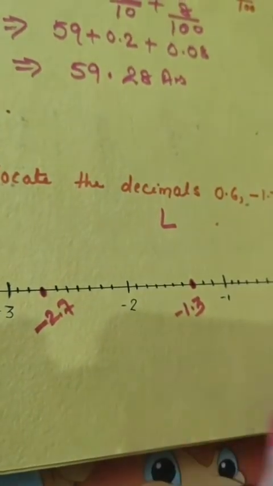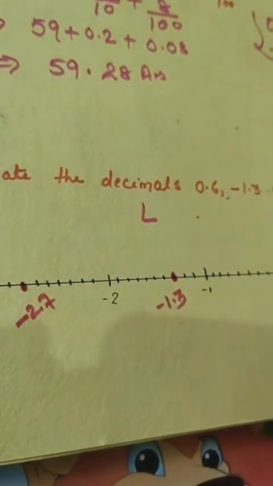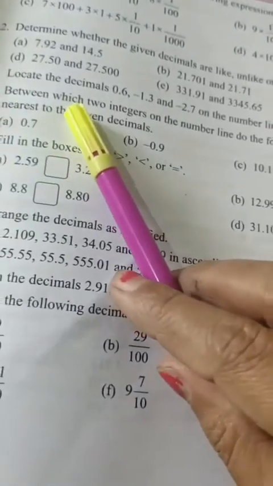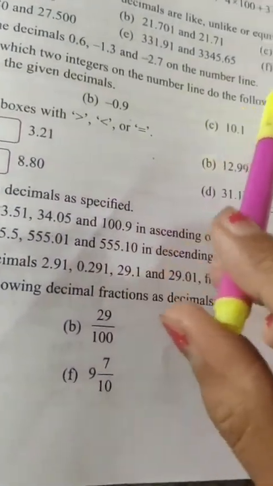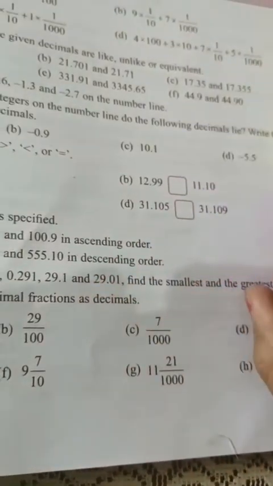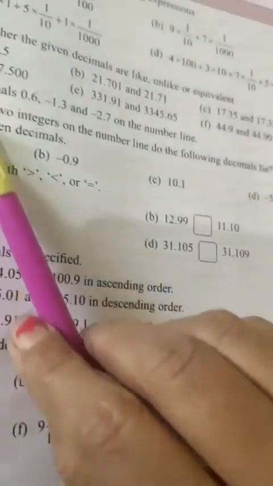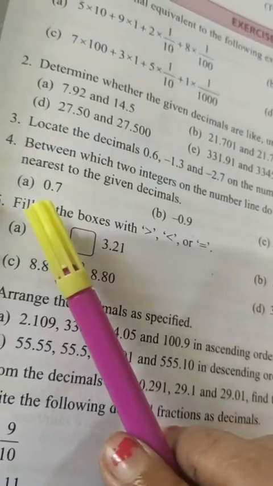Like this method you can solve in your notebook. Okay. Question number 4 is given. Between which two integers on the number line do the following decimals lie? Write the integers nearest to the given decimal.